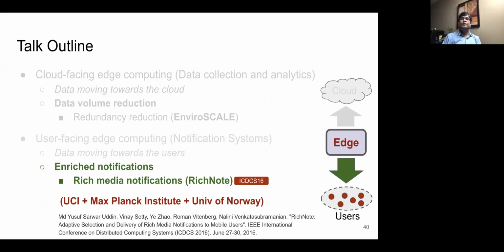Okay, so now let's move to the other part of the talk, where I said the data is moving towards the user. The cloud infrastructure is providing some information or content towards the user, and then we need to do some adaptation to that. So we can call it user-facing edge computing. Data is moving from the cloud towards the user, and on the way something will be done. What is that something? For this particular problem, that something will be enriching notifications. That's what I will be describing now.